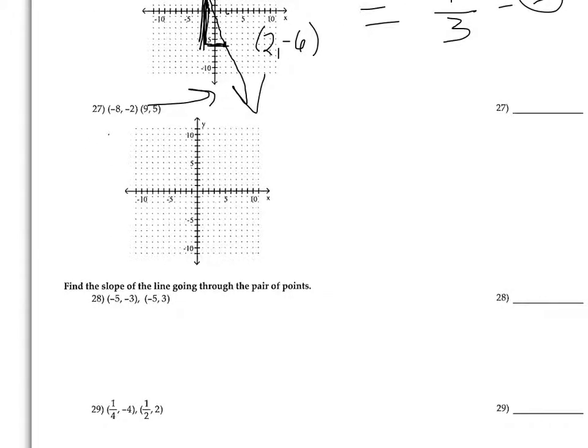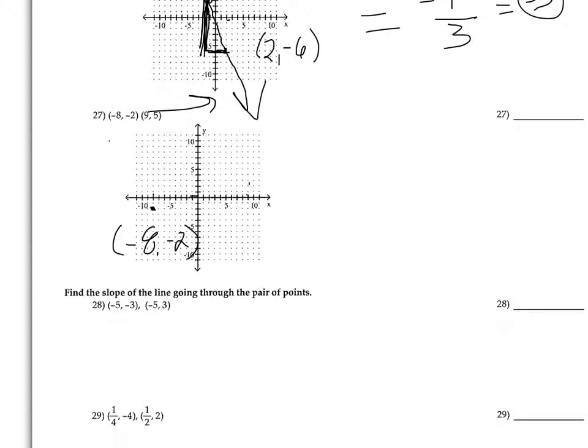Now the second one here, (-8, -2), so we go to -8, -2. Then (9, 5): 9, and going up to 5, there, so we're at (9, 5). Plot those points, and the line goes right through them.